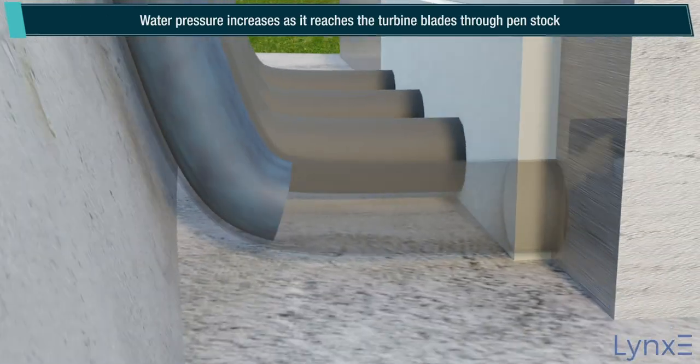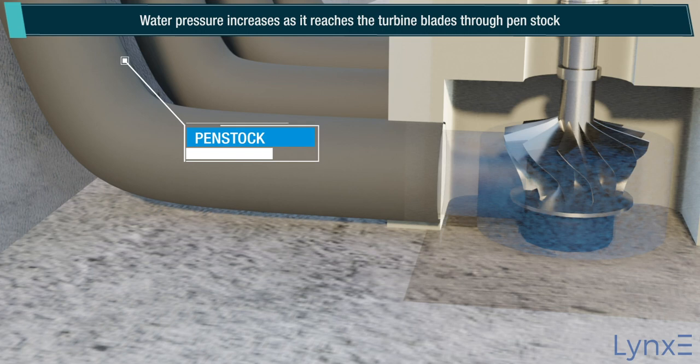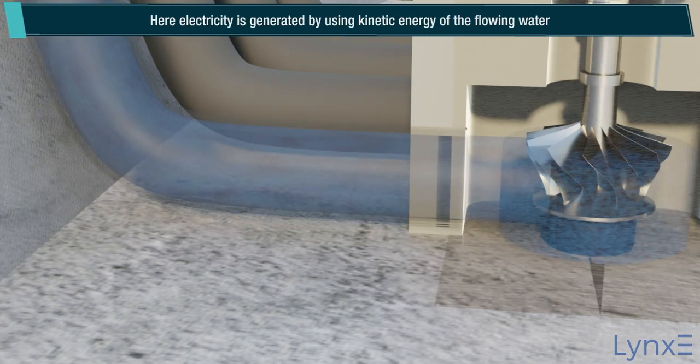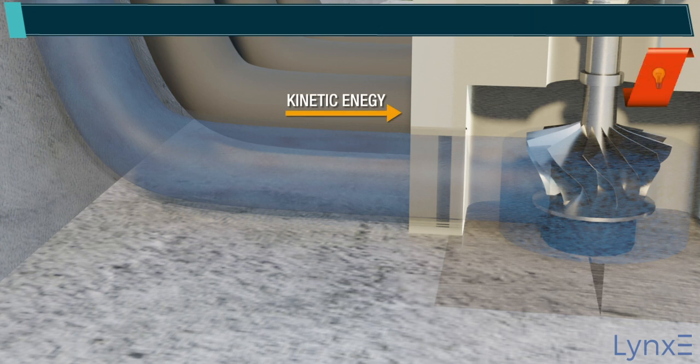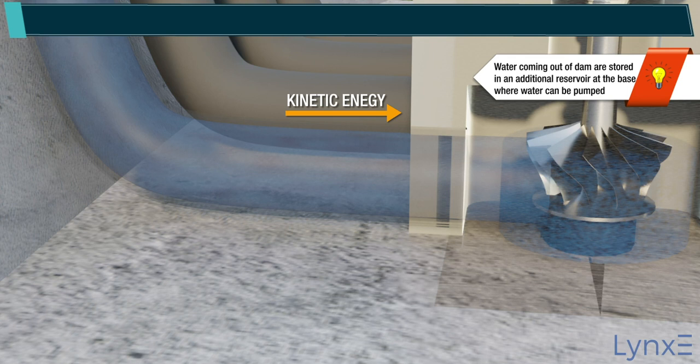Water pressure increases as it reaches the turbine blades through the penstock. Here, electricity is generated by using the kinetic energy of the flowing water. Note: water coming out of the dam is stored in an additional reservoir at the base, where water can be pumped to the higher reservoir to generate additional electricity when it is in demand. This is called pumped storage hydroelectricity.